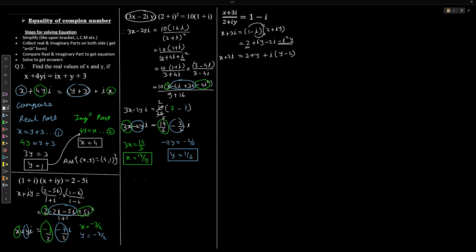Right? Now, next step, compare your real part. We will get x equal to y + 2. And by comparing imaginary part, we will get 3 equal to y - 2. So we will get y equal to 5. Substitute the value, you will get x is equal to 5 + 2, or we can say 7. So, ta-da! This is your answer.